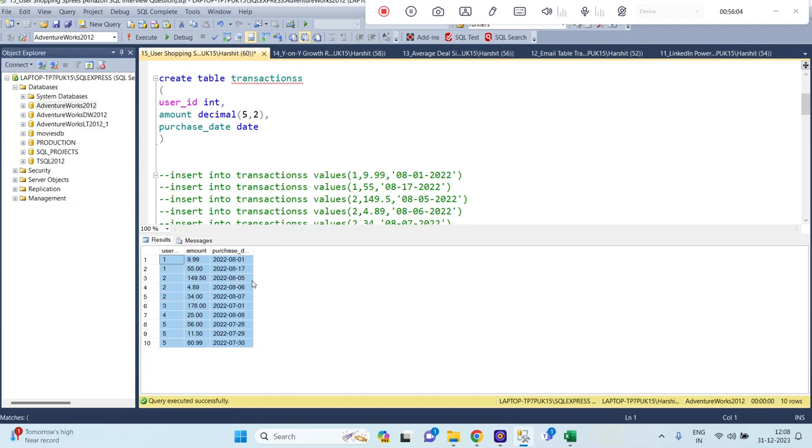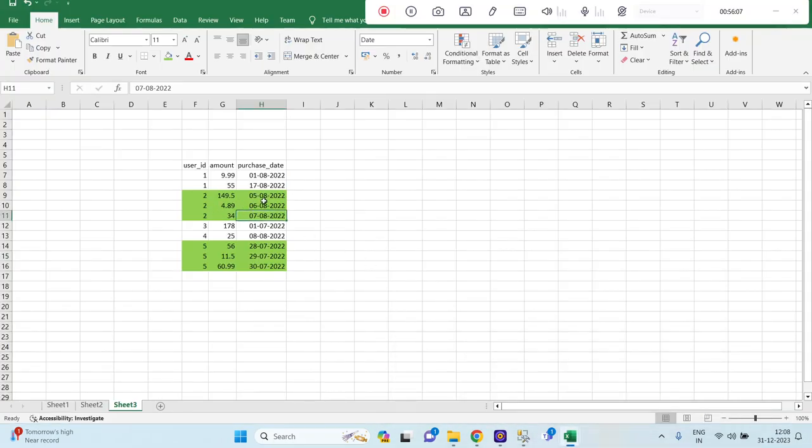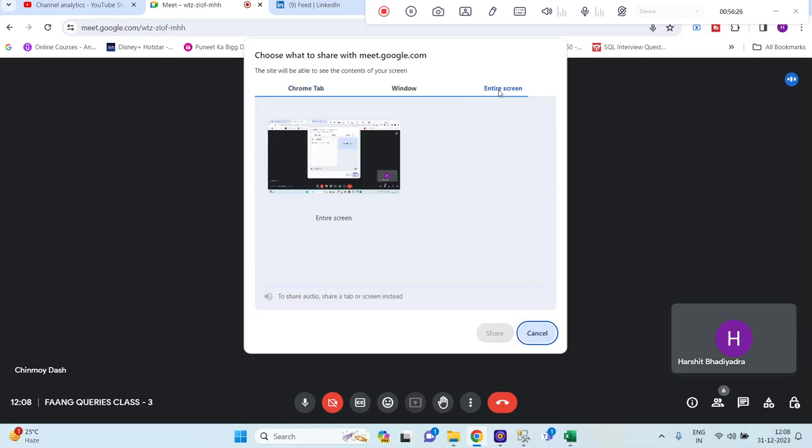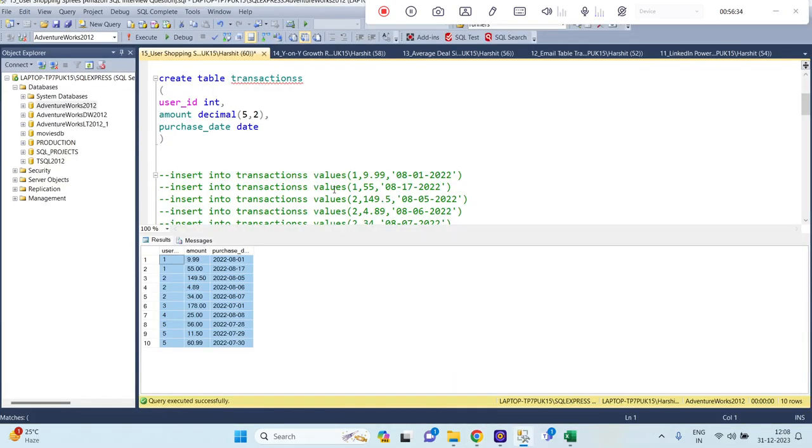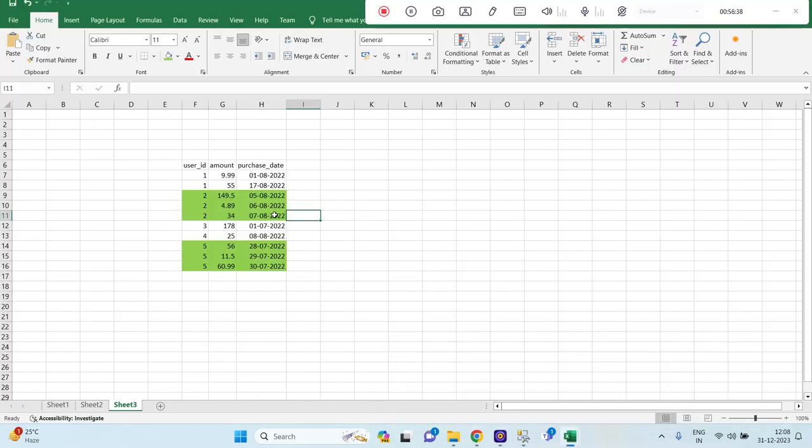One minute. For 2, the minimum date is 5 and the maximum is 7. What is the difference between these two dates, the minimum date and maximum date? Sir, your screen is not shared. Now you are visible. Yes, sir. Is the difference 2 coming? Okay, difference is 2. And again, what is it for 5? Same, the difference is 2, right?